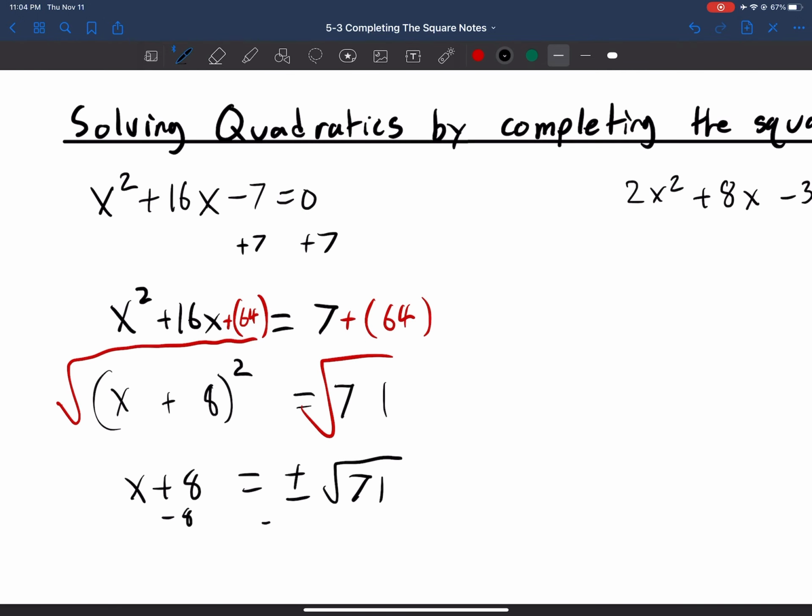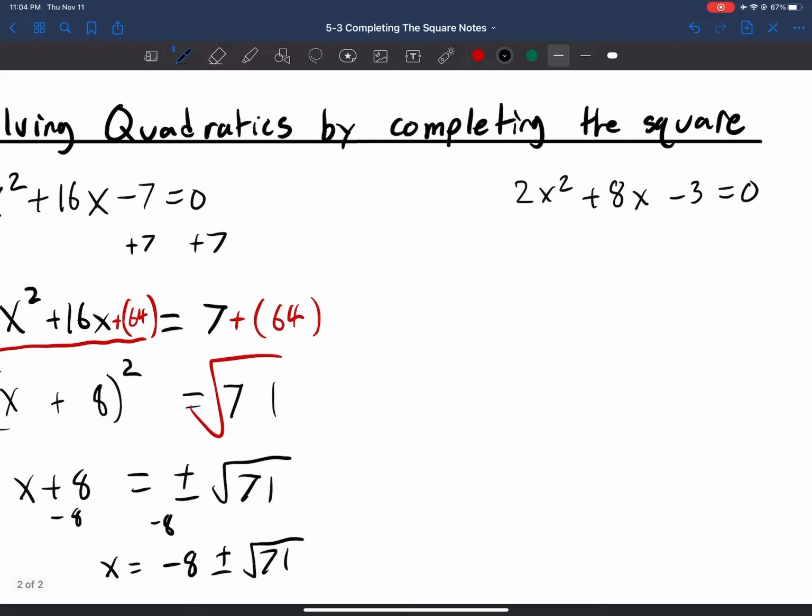So we have, subtract 8 from both sides, x equals -8 plus or minus root 71. Those are our two roots. -8 plus rad 71 and -8 minus rad 71.